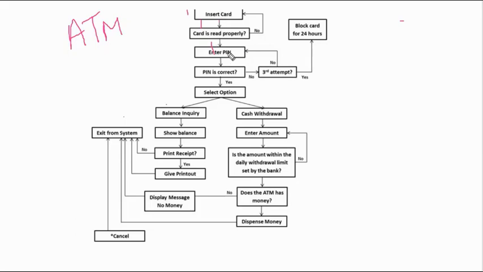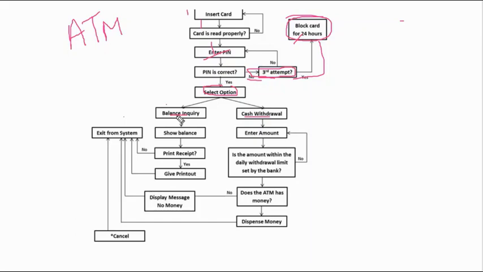After entering the pin, if the pin is correct, yes, then it will go to select option. If it is no, then it checks whether this is the third attempt. If in the third attempt also your pin is not correct, then your card will get blocked for 24 hours. If it is not the third attempt, then it will go back and ask for entering the pin again. So if you enter the wrong pin for the third time, your card will get blocked for 24 hours.